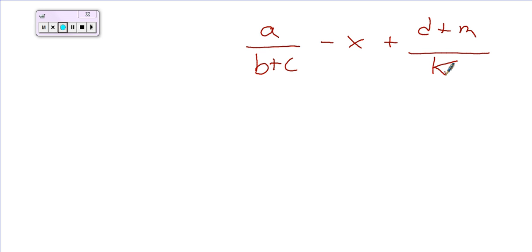So, a over (b plus c) minus x plus (d plus m) over k. Common denominator. k(b plus c). Say that differently: k times (b plus c). Gotta make sure we say it right, otherwise we have something totally different.